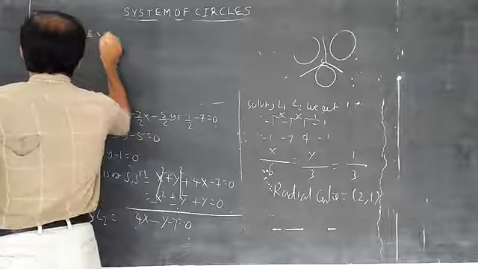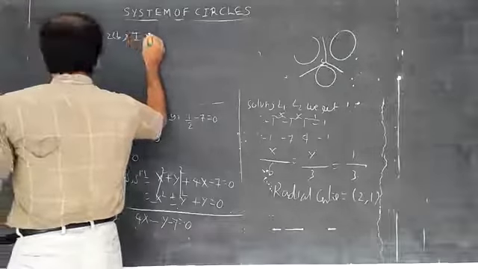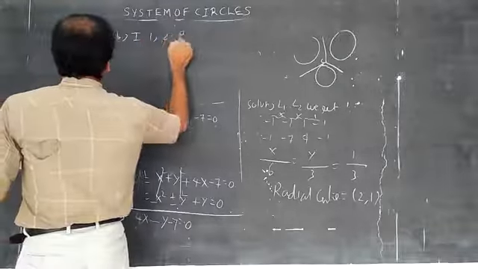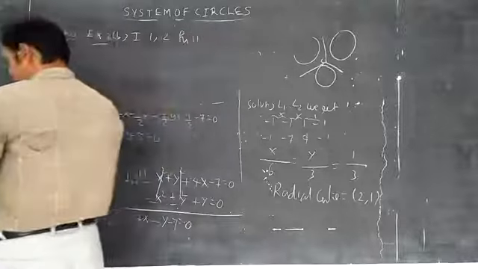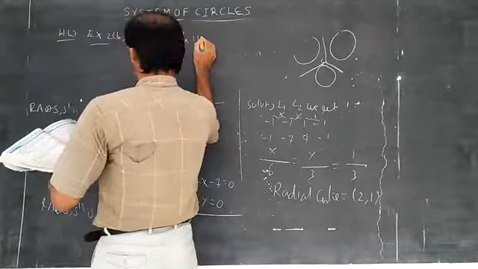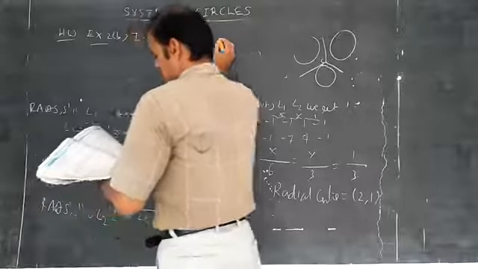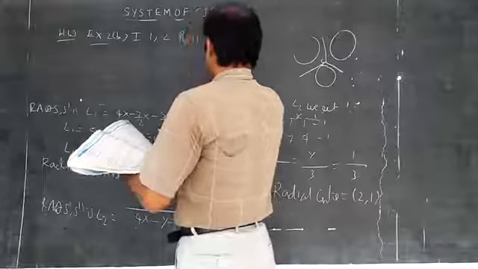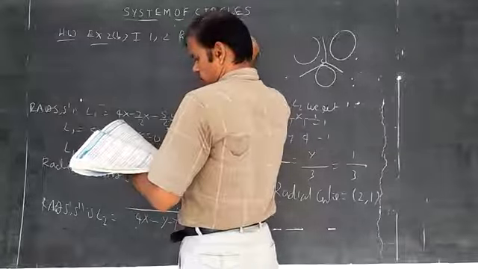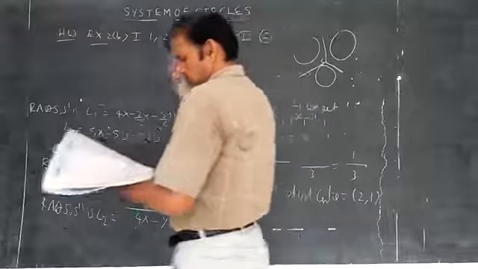So I am giving the work to you. Homework: exercise 2b, Roman number 1 and 2 full. Next, Roman number 2, find the equation of common tangent, that I will say later. Roman number 2, 4, that is homework. And Roman number 3, 2, it is homework. That's all.